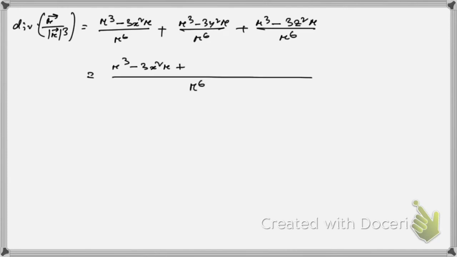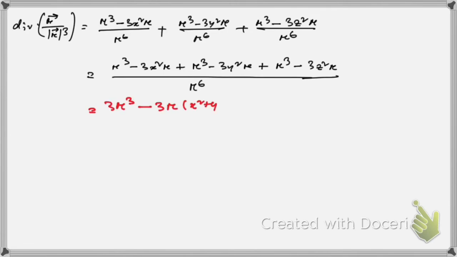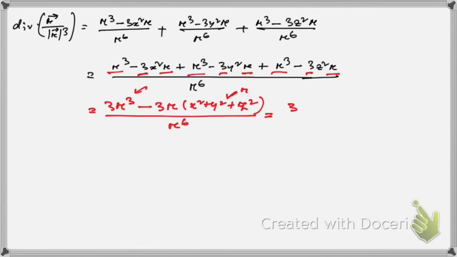Now take r to the power 6 as the LCM, then you will get this result. So here r cube plus r cube plus r cube, you will get 3r cube. Then you can take 3r common, and we have got 3r times x square plus y square plus z square, divided by r to the power 6. Here x square plus y square plus z square is nothing but r square, so let me put r square here.